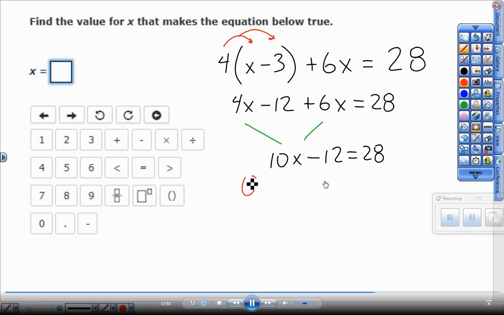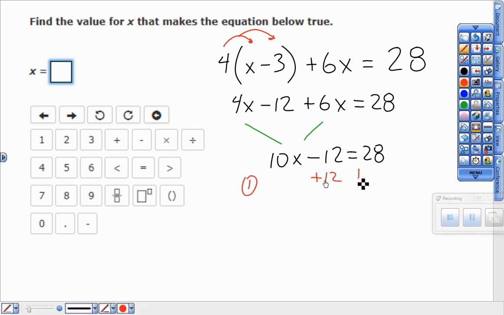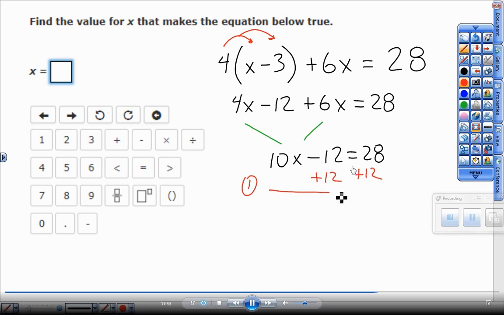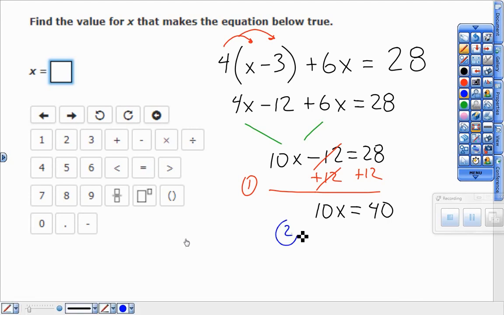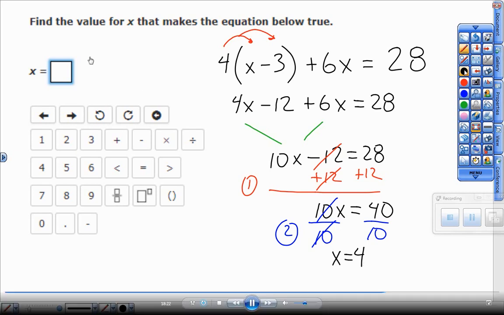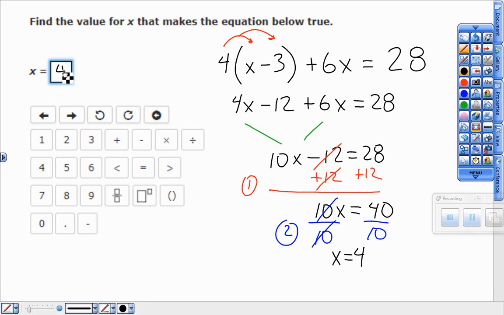You're going to start by adding that 12 to both sides, and then bringing down that 10x, and bringing down your equal, and getting 40 out of this, and then dividing both sides by 10 right there. And then that gives me what my answer is. X is 4. And then again, make sure you type that in that box.